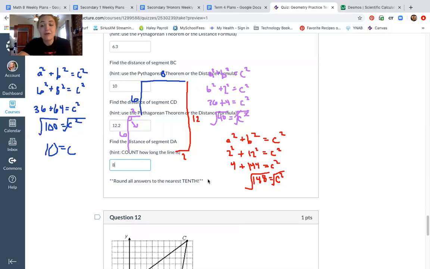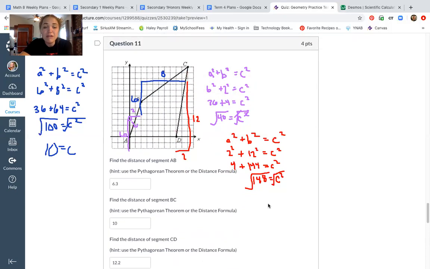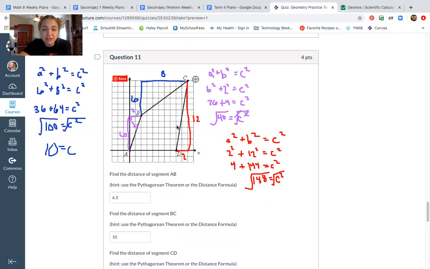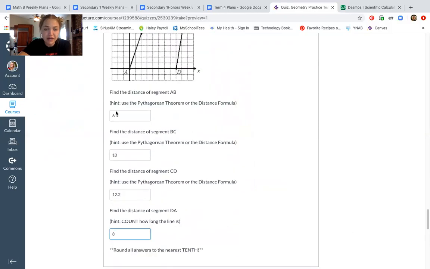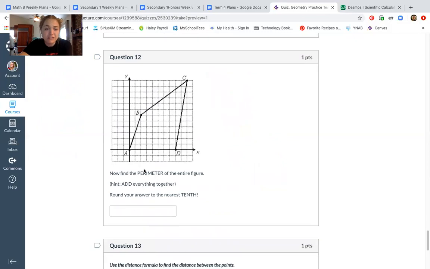Okay, now, a couple of you were saying that number 12 was really difficult. Let me finish up really quick here, just reminding you, we found the distance of each of these 4 sides of the quadrilateral. So now I've got all those distances filled in here. Now what I'm gonna do is add together all 4 of those to get the perimeter.